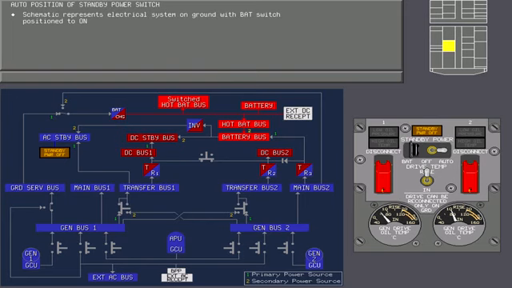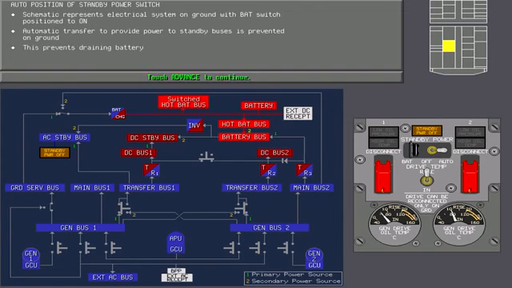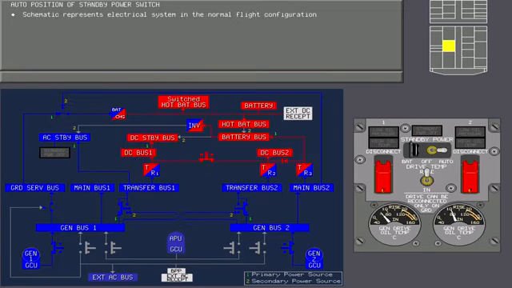The schematic has been changed to represent the electrical system on the ground with the battery switch positioned to on. The automatic transfer to provide power to the standby buses is prevented on the ground, which prevents draining the battery. The schematic has been restored to represent the electrical system in normal flight configuration. Now touch the standby power switch to position it to off.